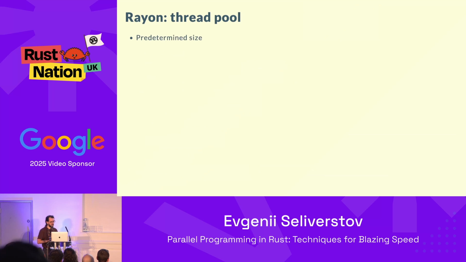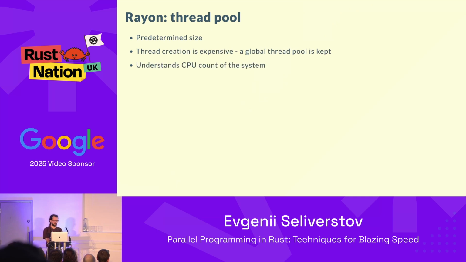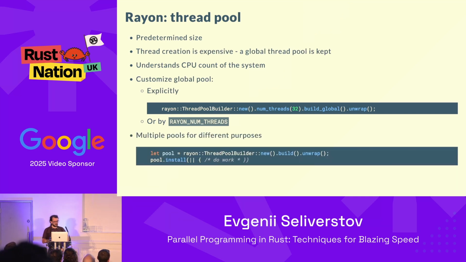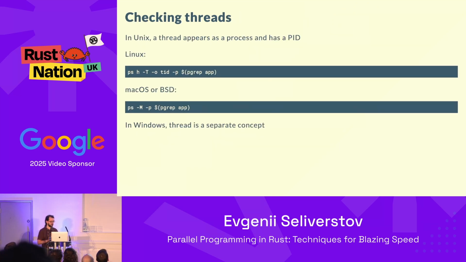Yeah. And the thread pool of Rayon is of a predetermined size. So it means the global thread pool is created initially, because when a thread is created, it's really expensive, and Rayon needs to understand how many CPUs we have. You can override it with an environment variable or with an explicit operator, and you can also construct your own thread pool just for a specific part of your program.